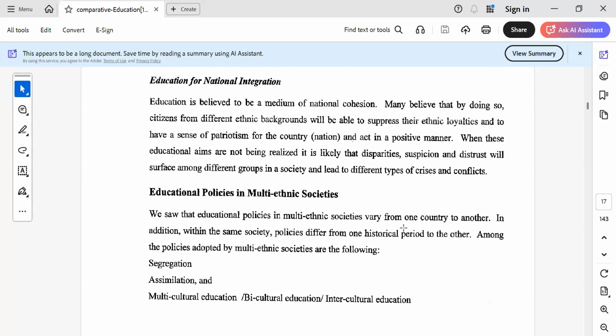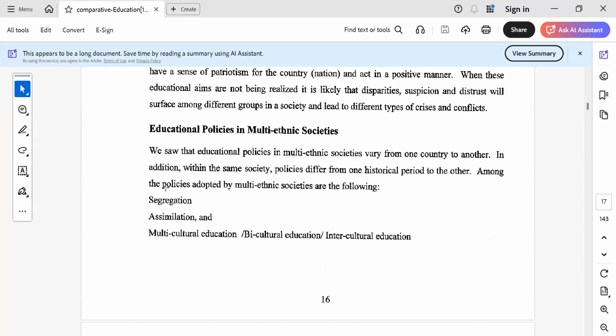And educational policies in multi-ethnic societies. So yesterday we learned about Indian education. There are 28 states, right? Each state has its own language. But to reduce the problems, the medium of instruction is their own language, but they have to learn English as a second language, right? So that is the Indian policy, right?